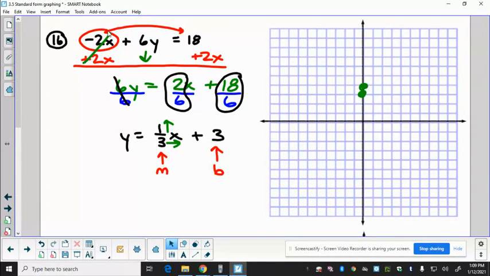Up 1, right 3. If you want to, you can work it backwards. Down 1, left 3. Maybe do that again. Down 1, left 3. And then once you are satisfied with enough points, and they're all lined up, they are collinear, you have your line.